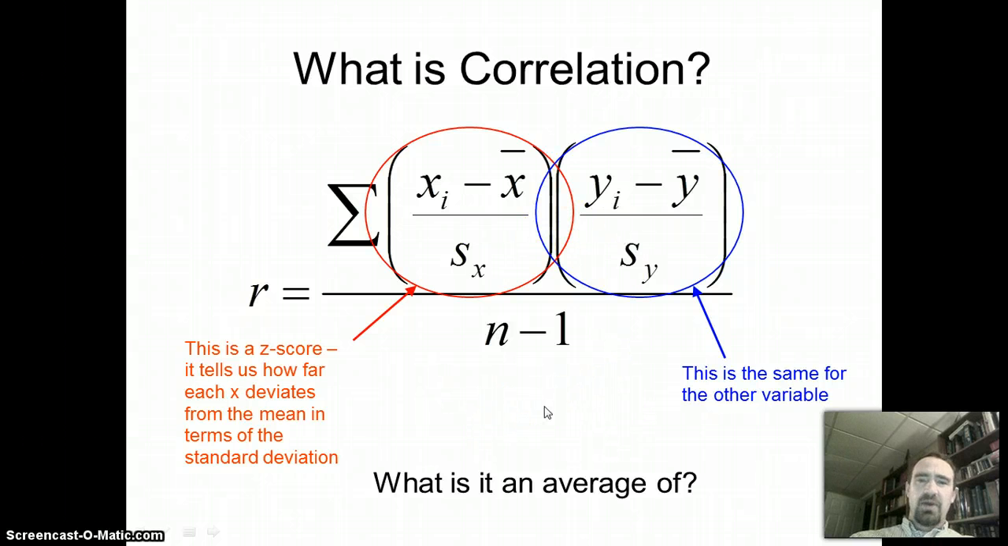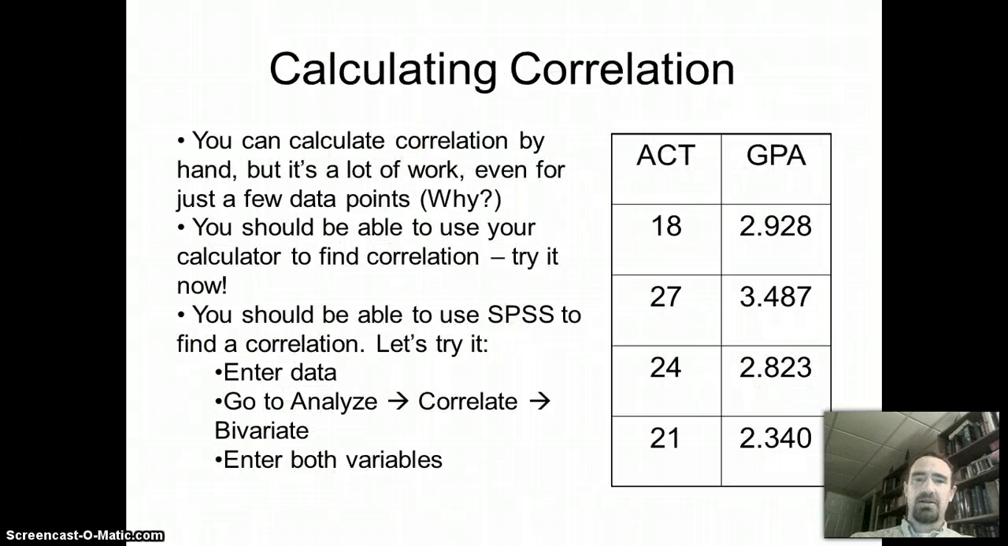So how do we actually go about calculating it if I'm not going to ask you to calculate it by hand? There's a couple of ways you should be able to calculate correlation: with your calculator and also with SPSS. I've got a very small subset of all those ACT and GPA scores that we were looking at from a freshman class a couple years ago. Let's check out how we can do this with a calculator and with SPSS.